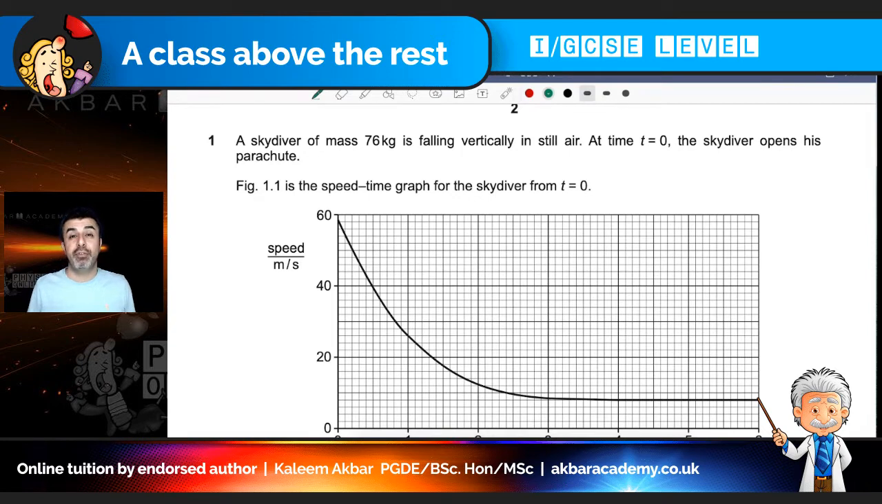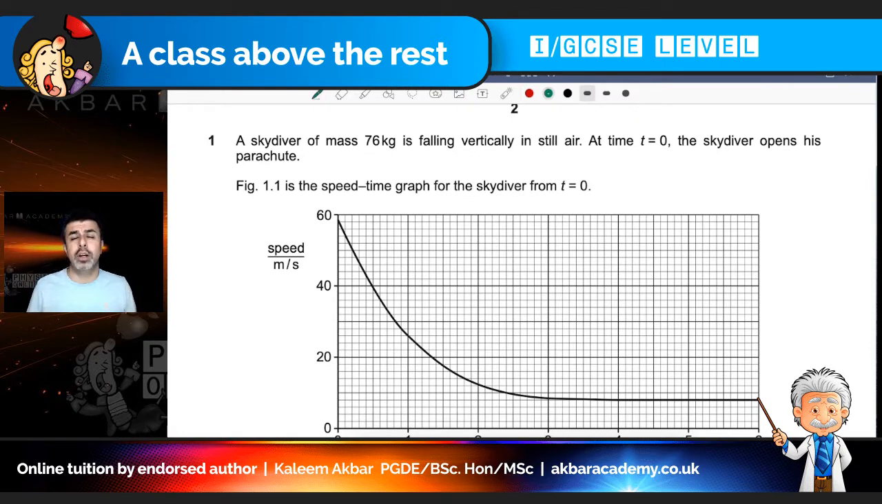Today we are going to be doing the 2021 Paper 4 Variant 1, question number 1 from the 0625 Cambridge IGCSE syllabus. So let's get stuck right in. Question number 1, a skydiver of mass 76 kilograms is falling vertically in still air. At time t equals 0, the skydiver opens his parachute. Figure 1.1 is the speed time graph for the skydiver from t equals 0.